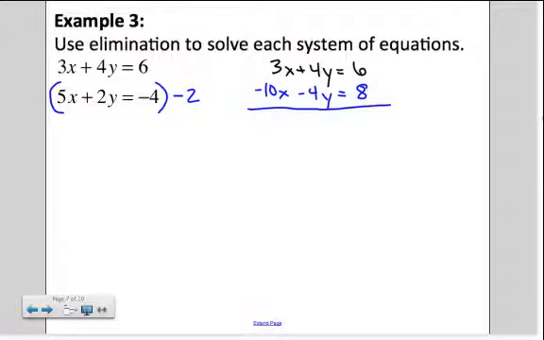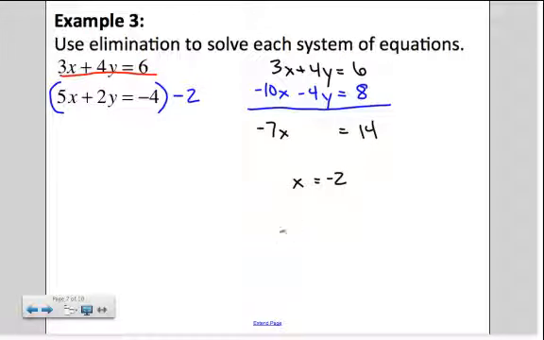So that would give me negative 7x. The y's would be eliminated, and I would have 6 plus 8 is 14. Divide by negative 7, x equals negative 2. Cool. All right. Well, now all I have to do is plug in the x value into one of these equations. I'll choose the first one.